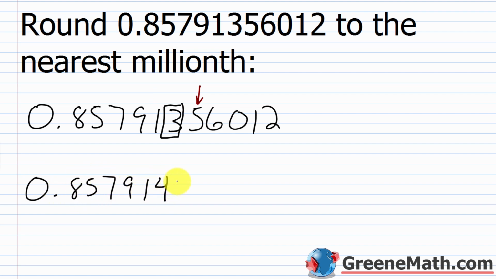So I would have 0.857914. And again, when we round whole numbers, at this point, everything after it becomes a 0. If I change everything to a 0, I'm not changing the value of the number. So I can just delete them, right? I don't need to write that step because 0.857914 is the same as 0.857914, 0, 0, 0, 0, 0. I don't need to put those 5 zeros there. They add no value to the number.